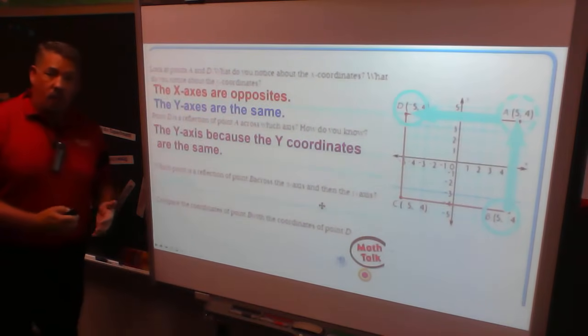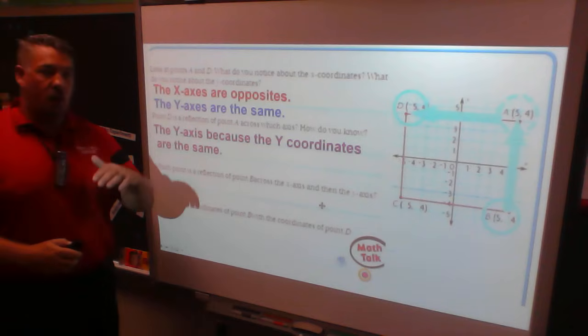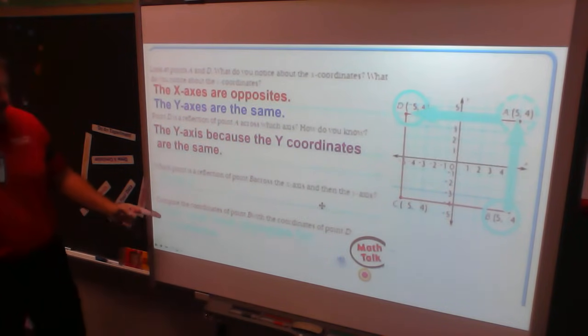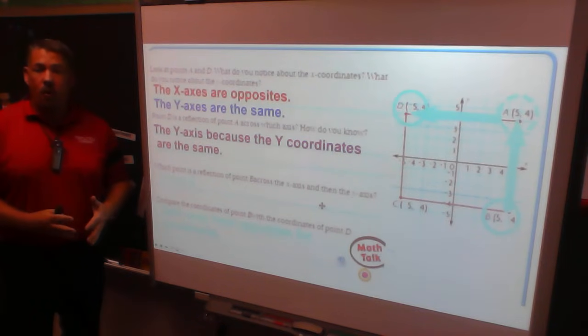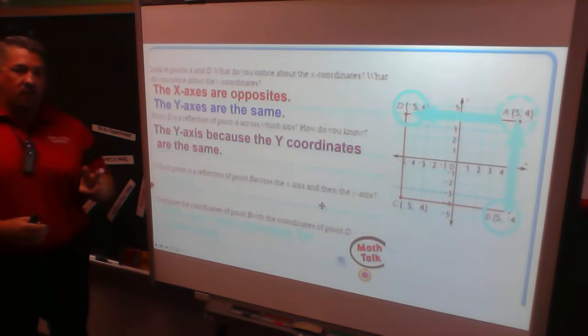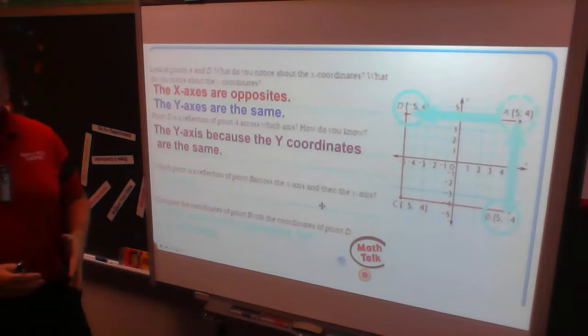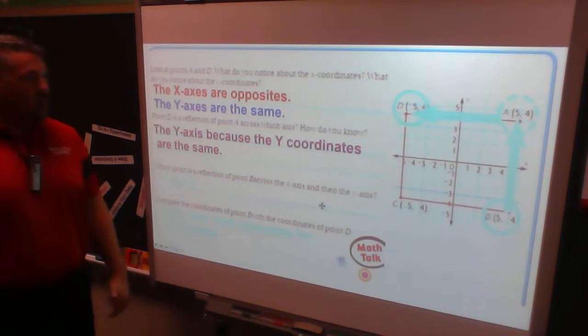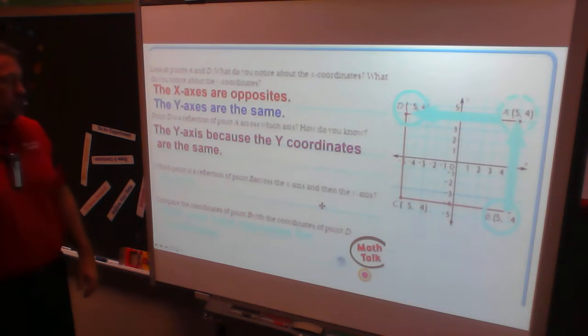So if it's a double reflection, therefore it reflects across both of the different axes, then it's always going to have opposites for both coordinates. So with a double reflection, both of the coordinates are always going to be positive, negative, negative, positive, whatever the original setup is for the original point.